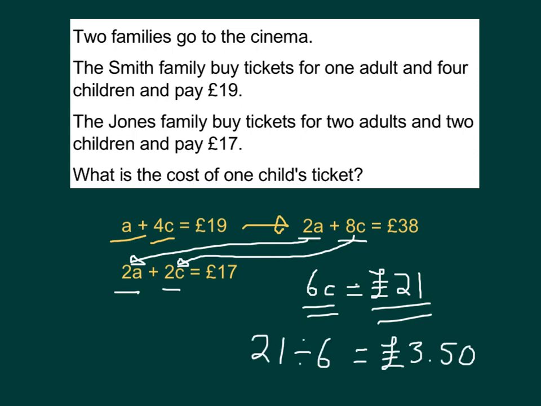Now, if 6 children's tickets cost £21, to work out the cost of one, I'll need to do 21 divided by 6. How many 6s in 21? Well, 3, remainder 3, and I'll divide that by the 6, £3.50.